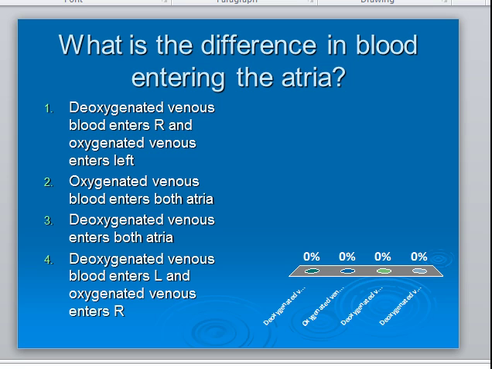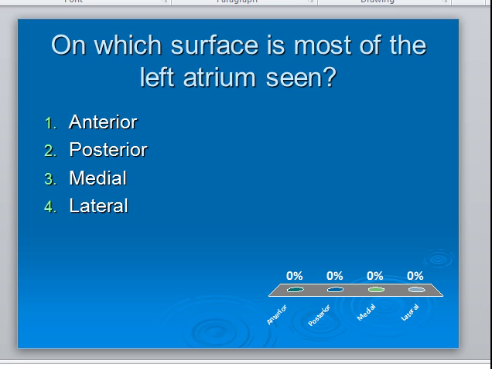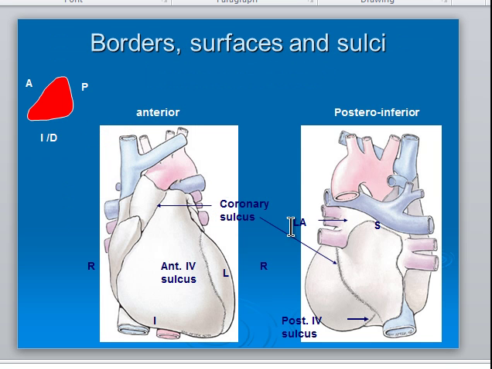And let's look at the next question. On which surface is most of the left atrium seen? Most of the left atrium is seen on the posterior surface. So if you look at this image, you can see this.